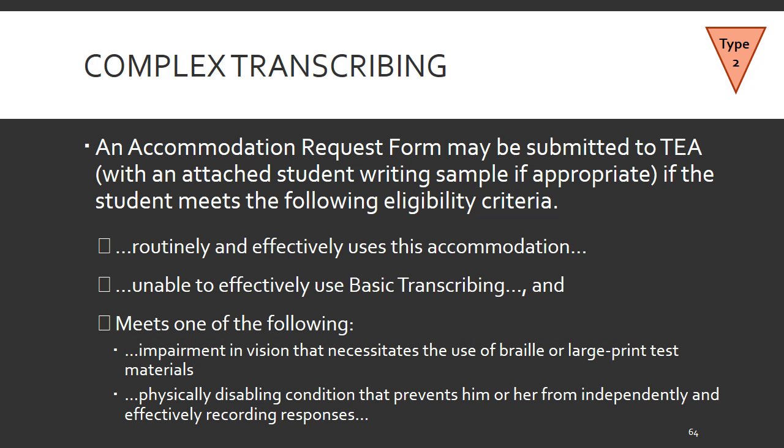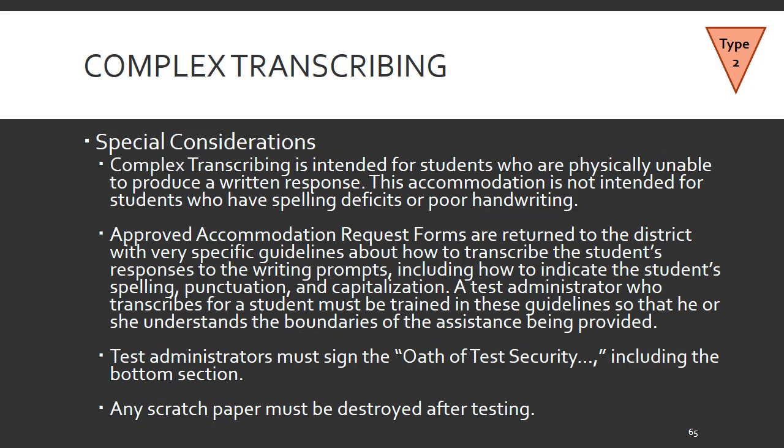An accommodation request form may be submitted to TEA if the student meets the following eligibility criteria. Complex transcribing is intended for students who are physically unable to produce a written response. This accommodation is not intended for students who have spelling deficits or poor handwriting. Approved accommodation request forms are returned to the district with very specific guidelines about how to transcribe the student's responses to the writing prompts, including how to indicate the student's spelling, punctuation, and capitalization.